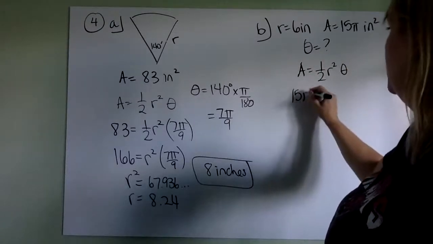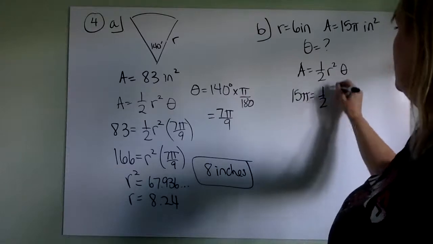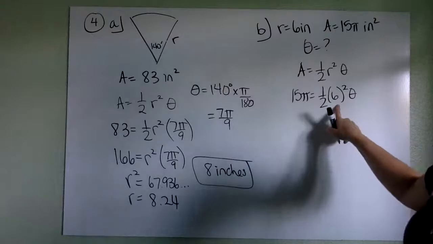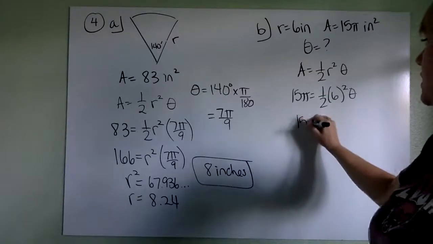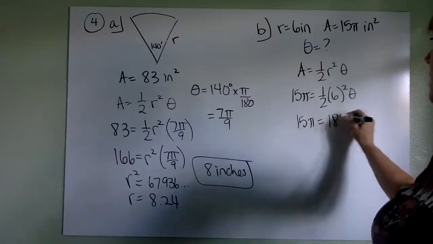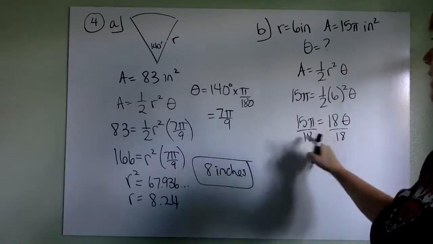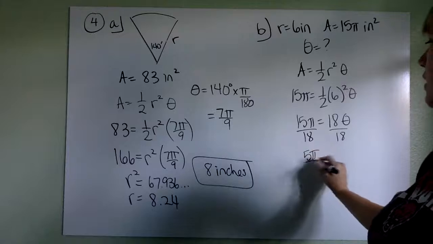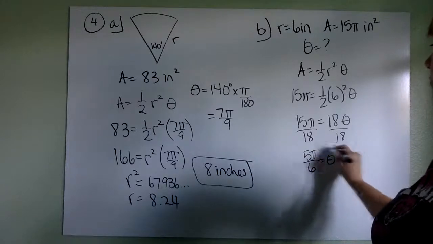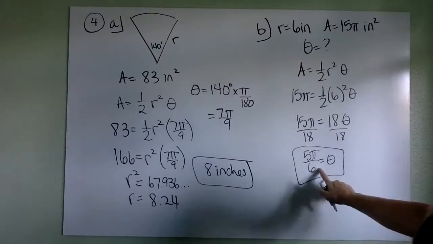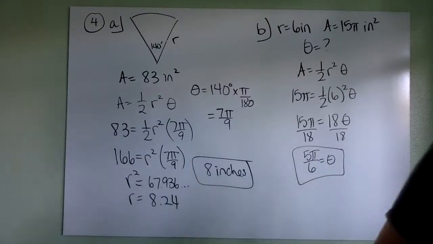So the 15 pi goes in for the area. The R is 6. This is 36. 1/2 times 36 is 18. And then when I divide by 18, I can simplify this to 5 pi over 6. The question says to leave your answer as an exact value. So you should leave it like that.